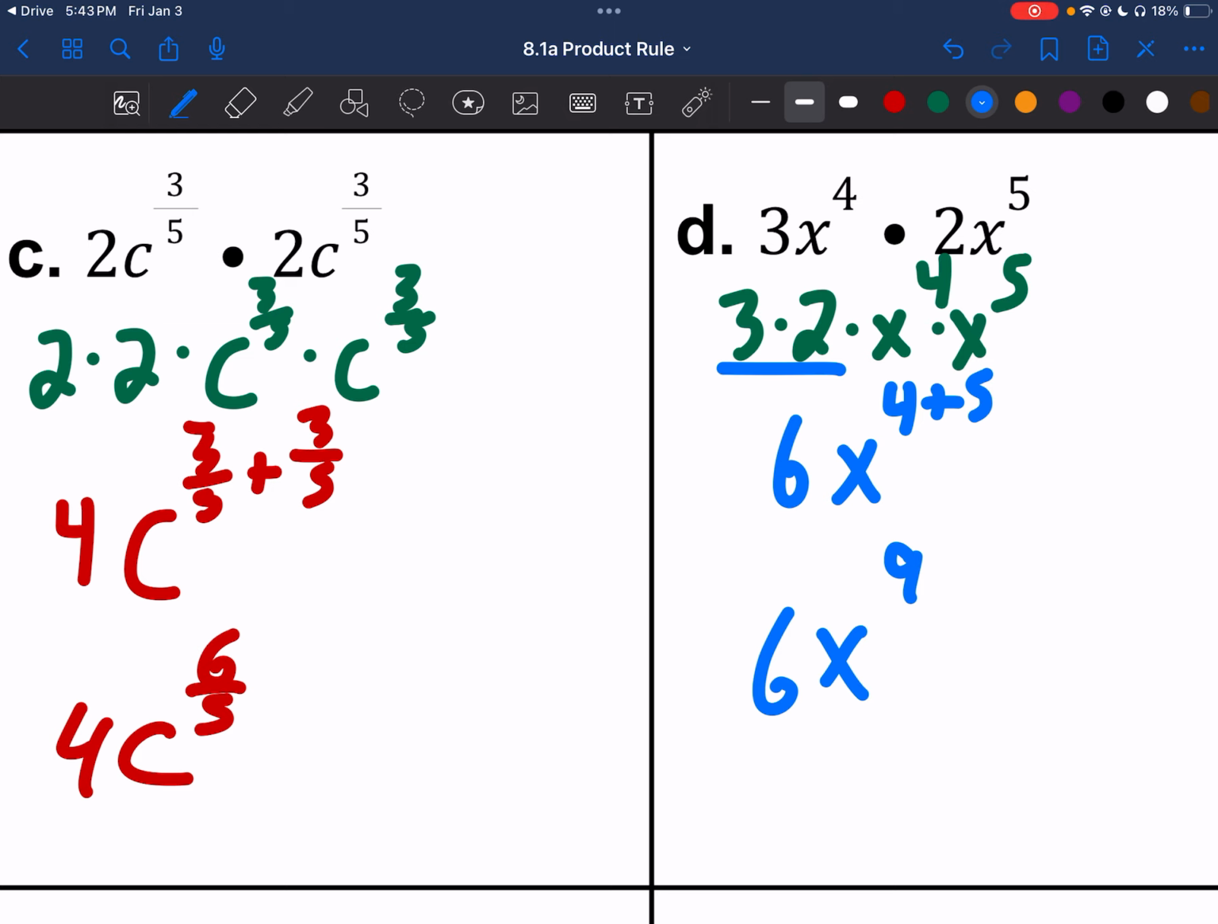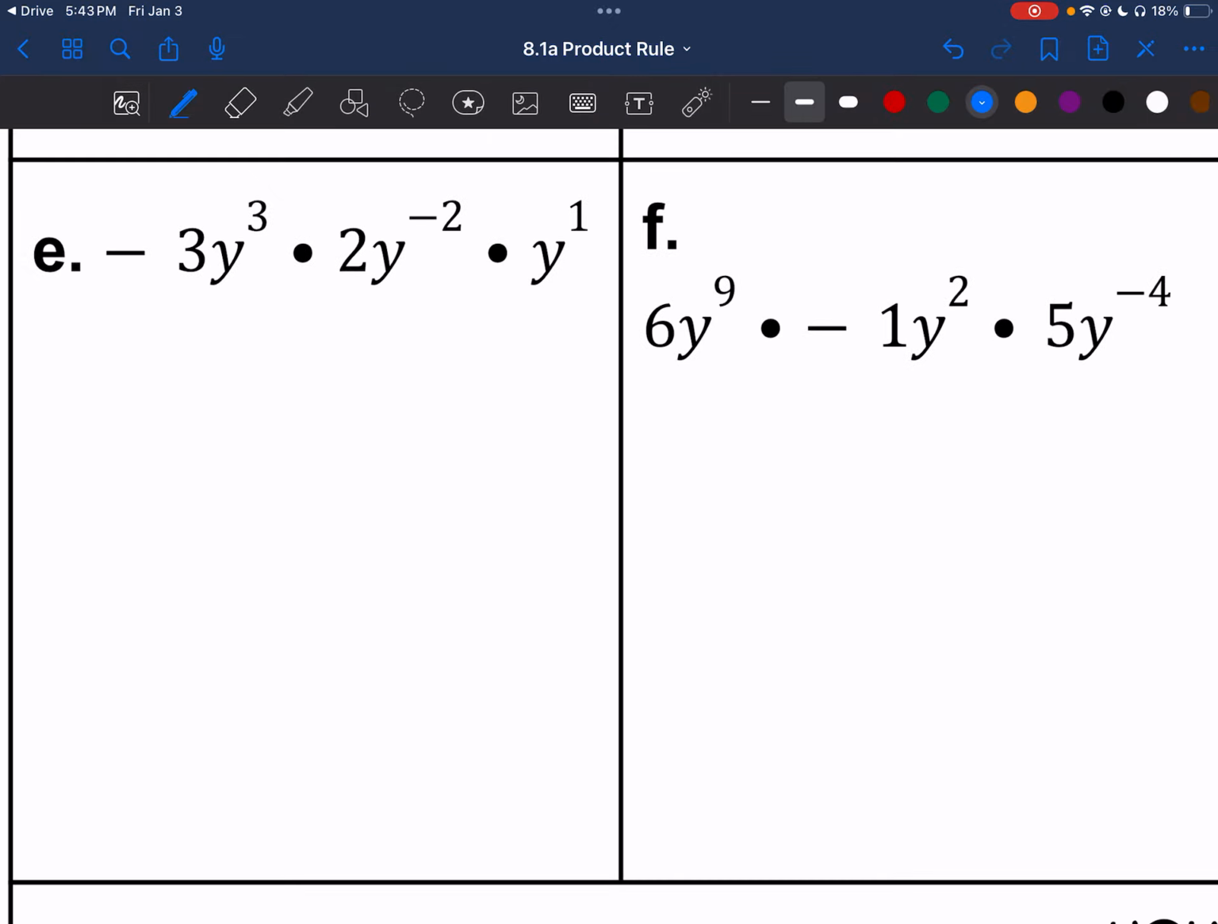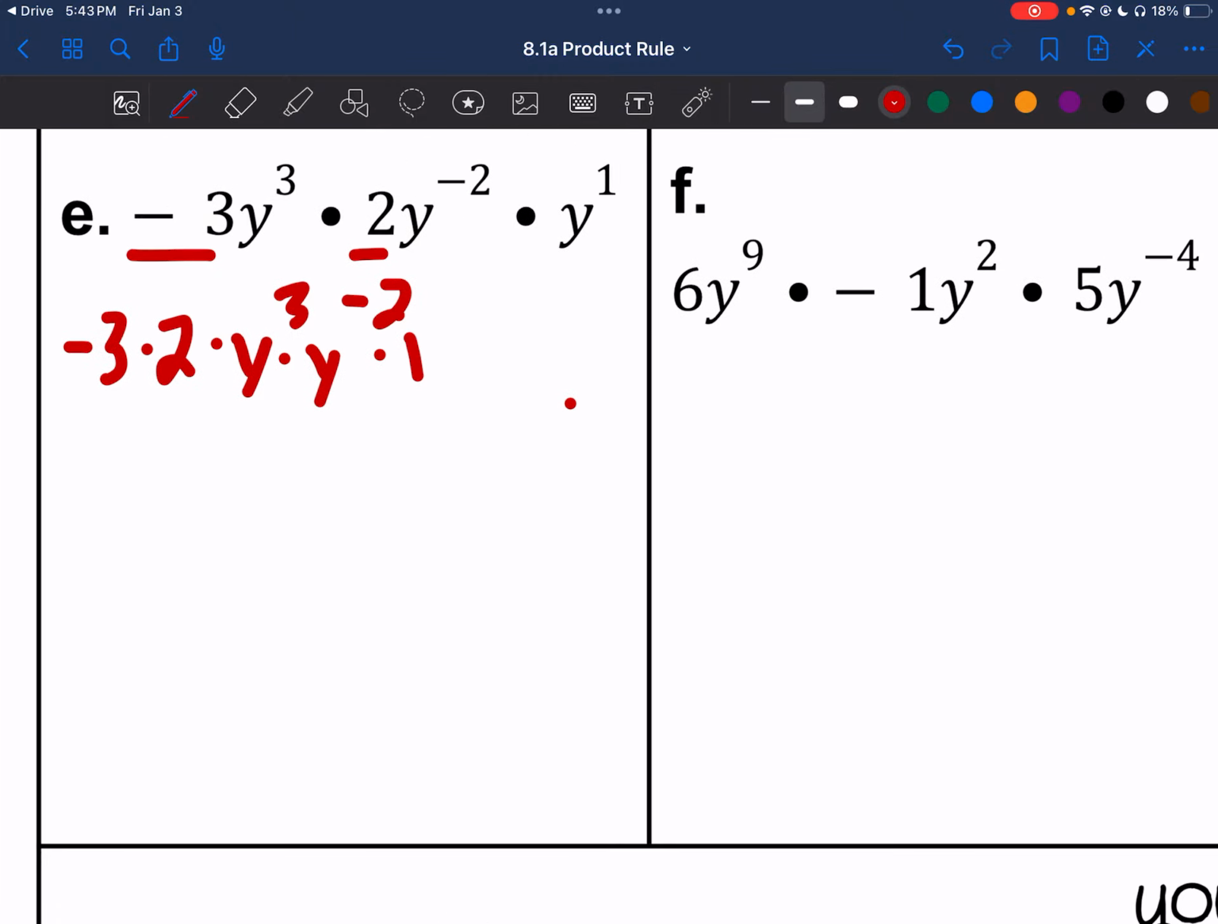Okay. All right, let's look at letters E and F. Letter E, we've got negative 3y cubed times 2y to the negative second times y to the first. We actually wrote in y to the first there for some reason. All right, process is exactly the same. We group our coefficients together. So we have negative 3 and we have 2. We group our variables together: y to the third, y to the negative second, and y to the first.